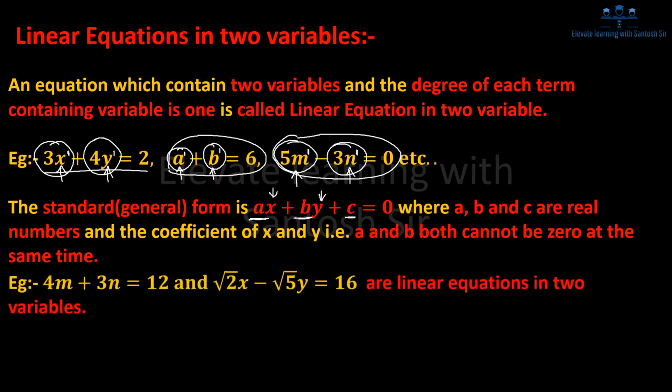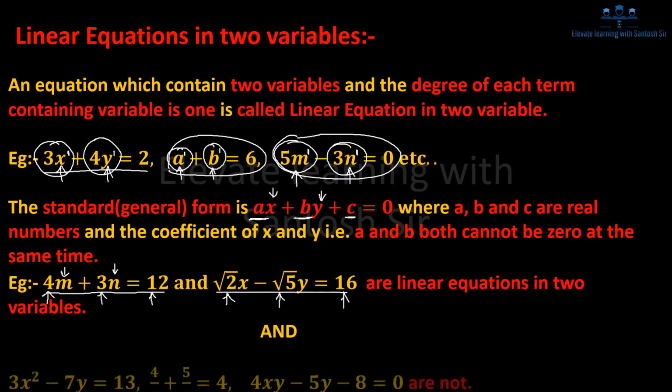So these are a few examples. Both the examples over here are linear equations in two variables. You can clearly see they have two variables and in the place of a, b and c we have numbers in both the equations. And let us see some examples of equations which are not linear equations in two variables.